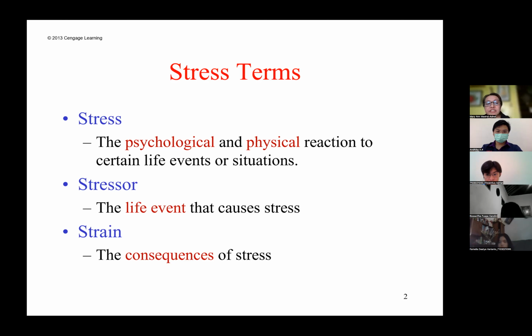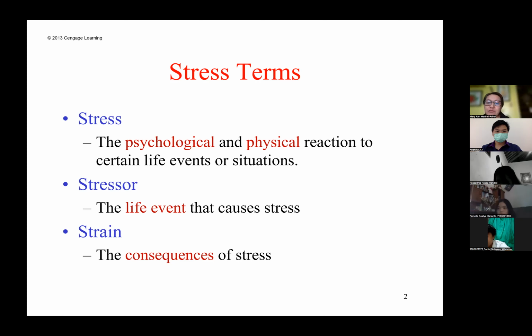Strain is the consequences of stress. So like what happens now to the person if he or she is experiencing stress. For example, if I am experiencing stress, what now is the effect on me? What are the consequences? And that is the one described as the strain. For example, because of stress, I cannot sleep properly, or I sleep too much. Because of stress, I am eating a lot, or I am not eating that much. Or because of stress, I am very moody and I am easily irritated with certain things around me. So these are certain terms that we have to remember about stress.